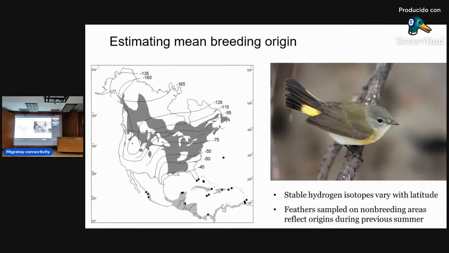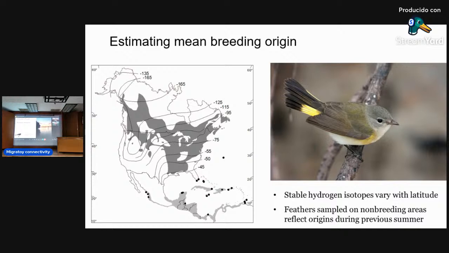For this chapter of my dissertation, I rely on this intrinsic marker of stable isotope analysis that I told you about in the earlier section of this talk, where we're sampling feathers from the non-breeding grounds to estimate the approximate breeding origin where those birds came from. With that information, we can understand distributional change over time.